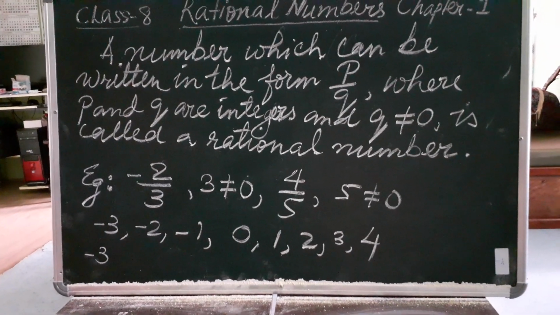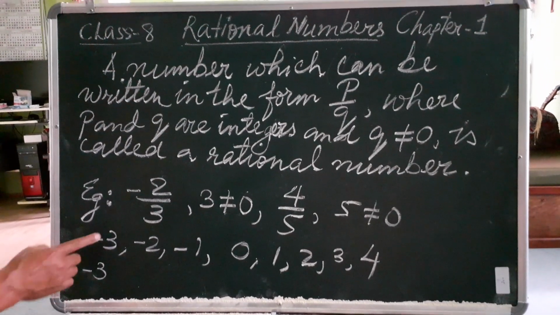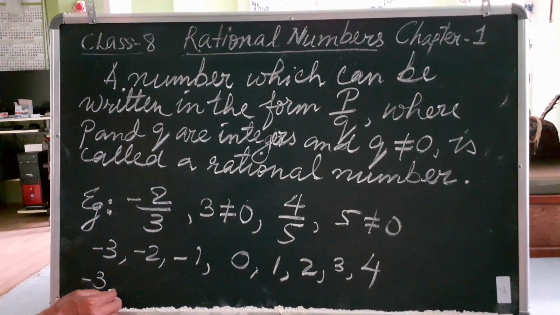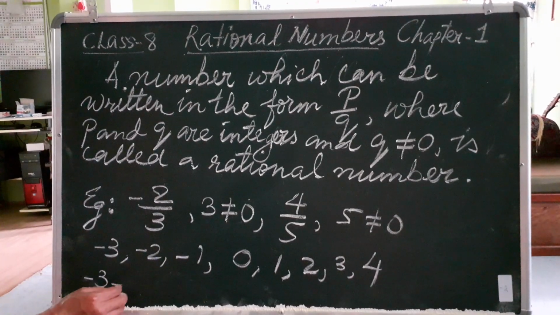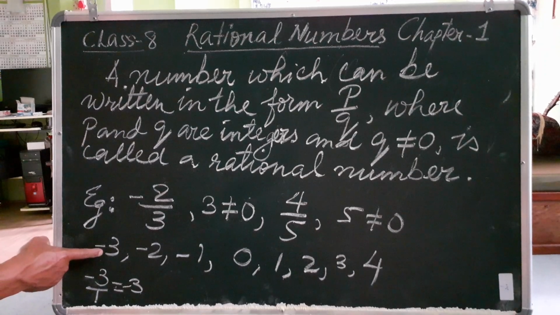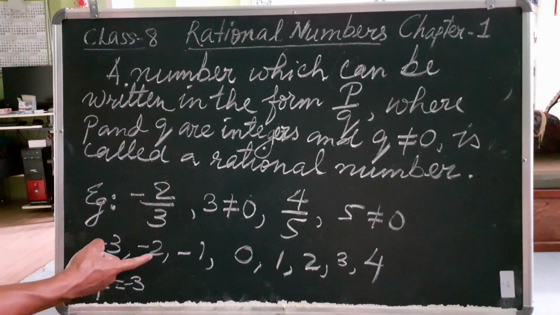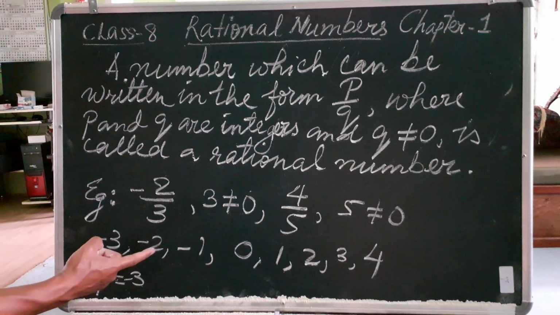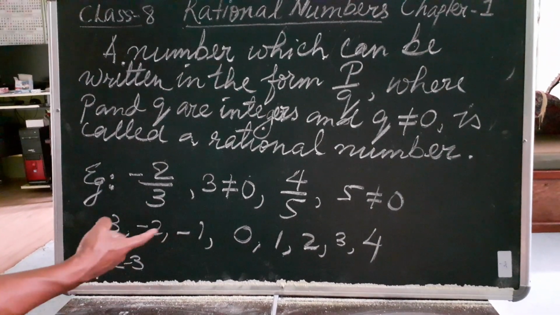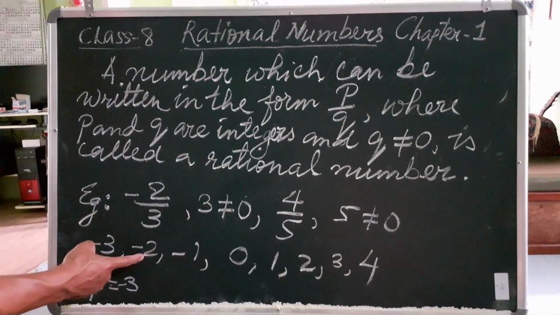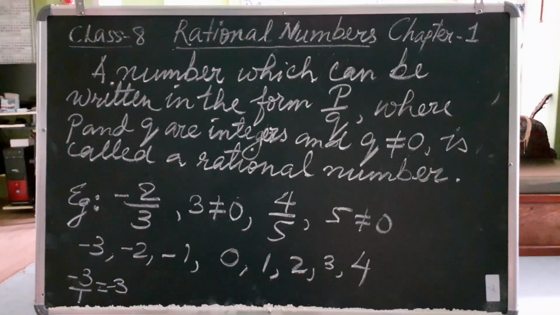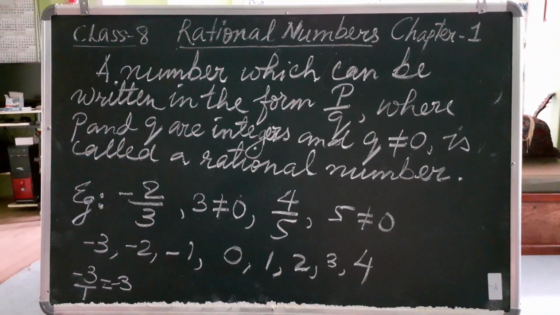Minus 3 is a rational number because we can write minus 3 divided by 1. Minus 3 divided by 1 is the same as minus 3. So minus 3 is a rational number itself, and in the same way minus 2 can be written as minus 2 by 1, which is the same as minus 2, and minus 2 is a rational number. In the same way, all these integers are also rational numbers.